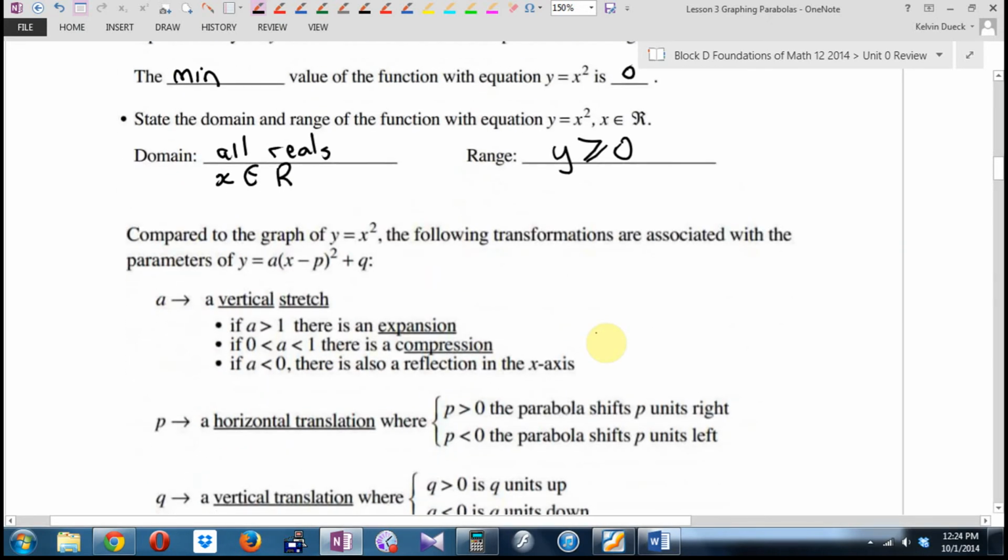So, in summary, if you compare y equals x squared to y equals a bracket x minus p plus q, the number sitting where the a was told you two things. Whether it opened up or down. It opened up if a was positive, opened down if a was negative. And it also gave you the vertical stretch. We'll talk about how that works.